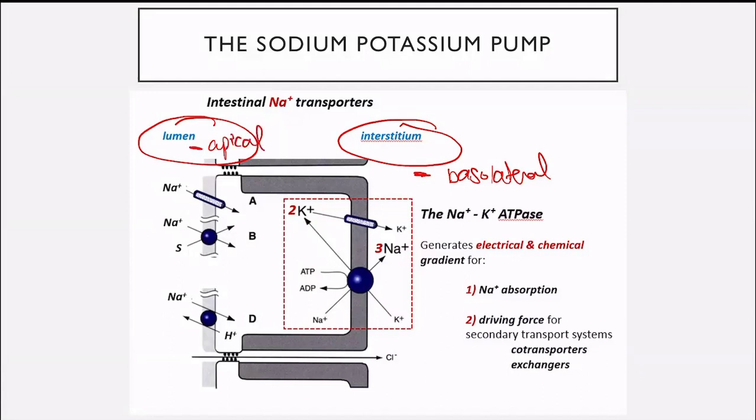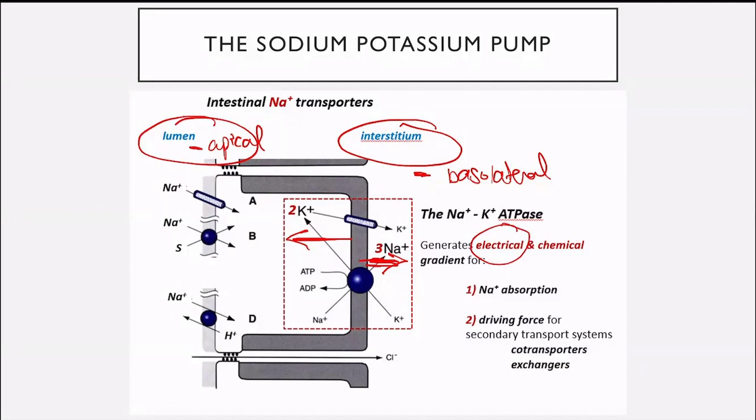So on the basolateral membrane, you have the sodium-potassium pump. 3 sodiums are going to be pumped out of the cell, and 2 potassiums are going to be pumped into the cell. Now, if you notice the discrepancy, if you're going to pump 3 sodiums outside of the cell and 2 potassiums inside, and both are positive, you're going to have more electronegative charge inside of the cell. This is going to create an electrical gradient over here.